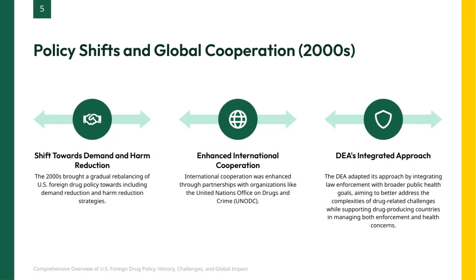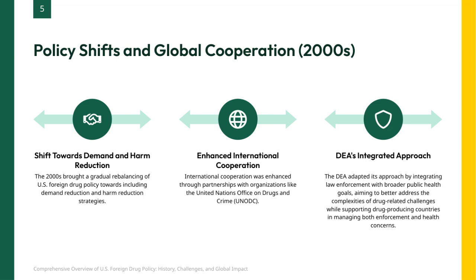During the 2000s, we saw a significant shift in U.S. foreign drug policy. Instead of focusing solely on supply reduction, there was a growing emphasis on demand reduction and harm reduction strategies. This change recognized the importance of addressing the root causes and health impacts of drug use, not just prosecuting trafficking. At the same time, international cooperation became more robust. The U.S. partnered more closely with global organizations, notably the United Nations Office on Drugs and Crime, to create a coordinated response that crossed borders and combined resources.